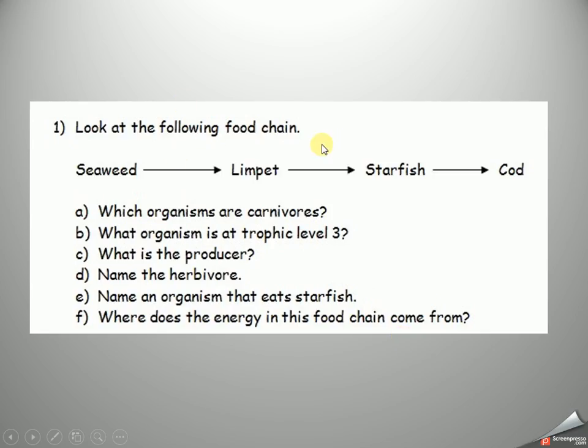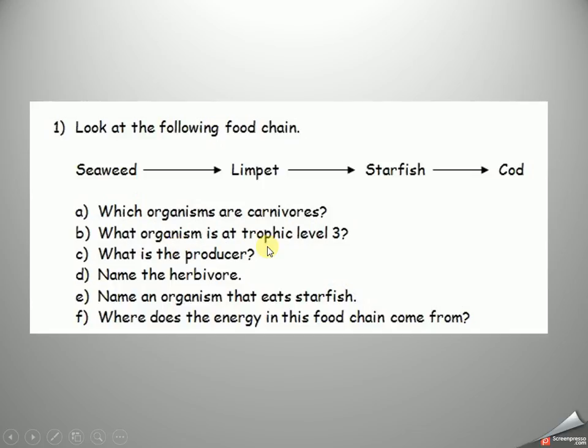Okay, look at this food chain. Which organism is a carnivore? A carnivore is something that just eats something else. So in this case, it will be the starfish because it's eating the limpet. Another one could be cod because it's eating the starfish. The arrows always point to the direction that the energy is going in. So the limpet is consuming the seaweed because the energy from the seaweed is going towards the limpet.